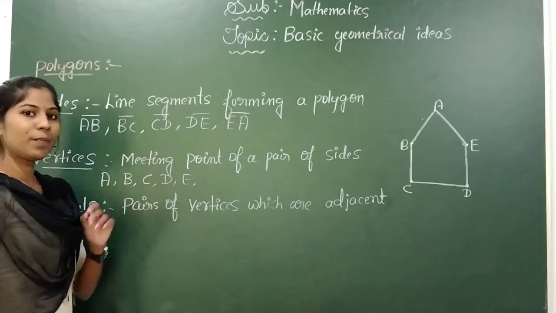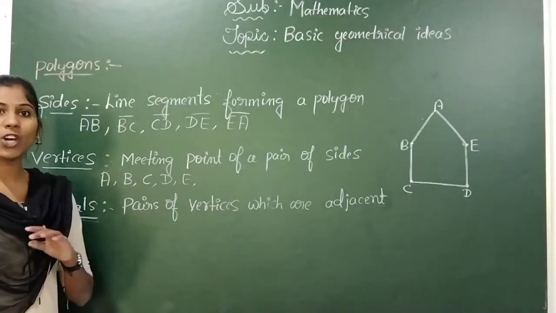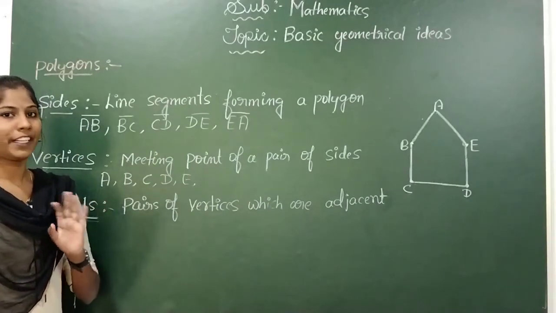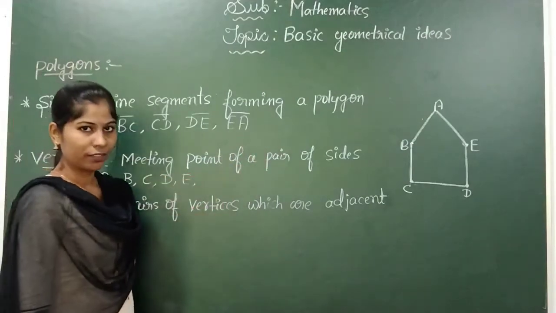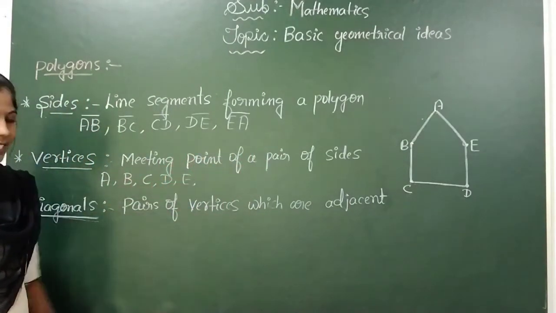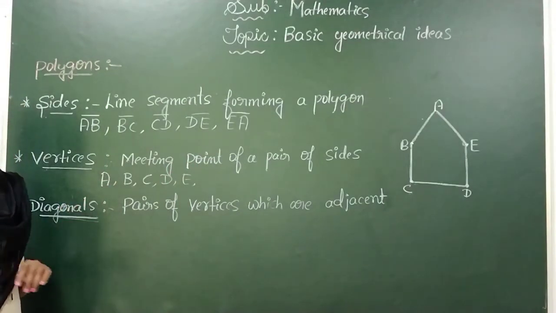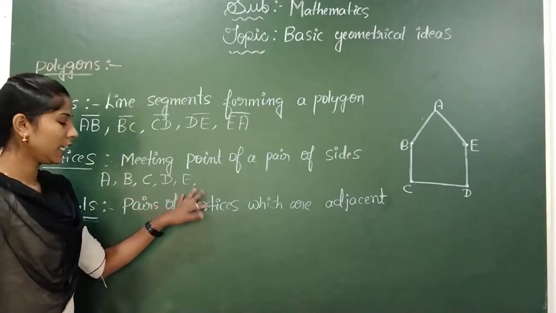Okay. If a polygon has 5 sides, its name is pentagon. What is that name? Pentagon. So this polygon is a pentagon. The next one: the point where a pair of sides meet is nothing but a vertex. So which are the vertices? A, B, C, D, E.